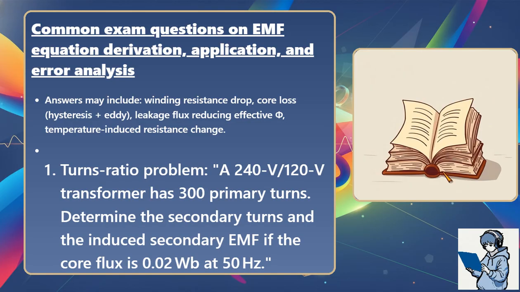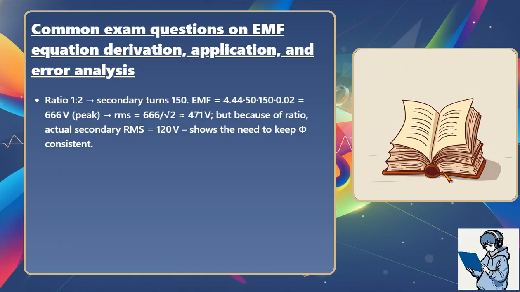4. Turns ratio problem: a 240-volt to 120-volt transformer has 300 primary turns. Determine the secondary turns and the induced secondary EMF if the core flux is 0.02 Weber at 50 Hz. Ratio 1 to 2, so secondary turns 150. EMF equals 4.44 times 50 times 150 times 0.02 equals 666 volts. Peak to RMS: 666 divided by root 2 approximately 471 volts. But because of the ratio, actual secondary RMS equals 120 volts, which shows the need to keep phi consistent.